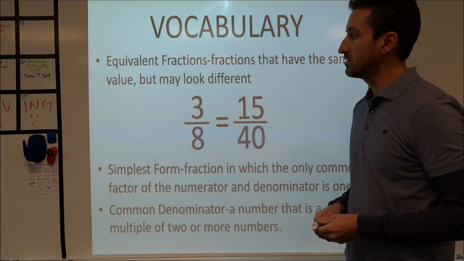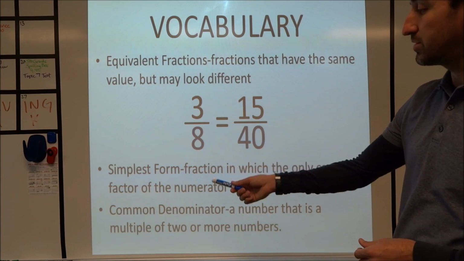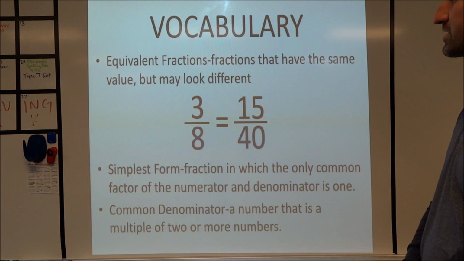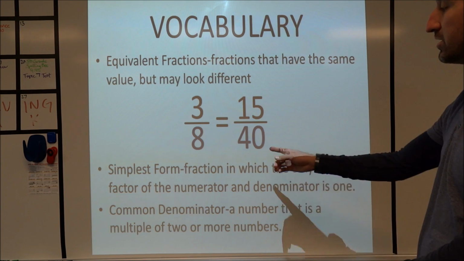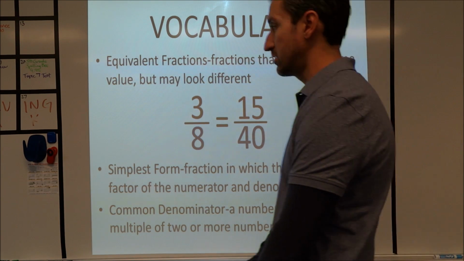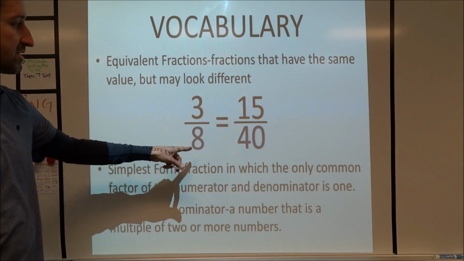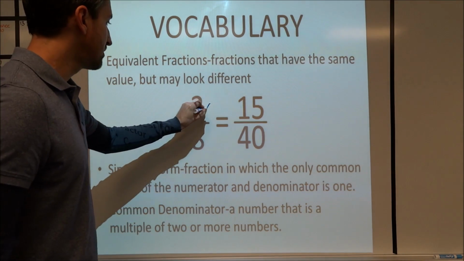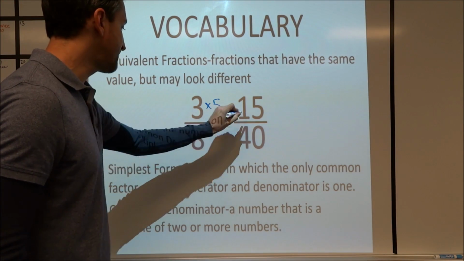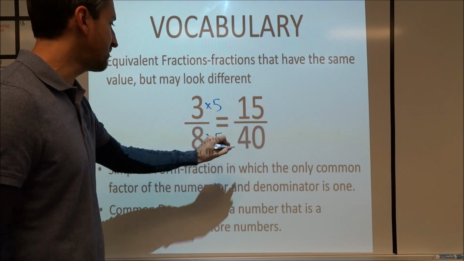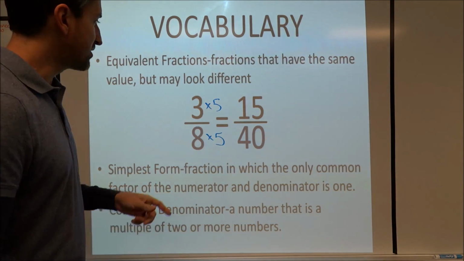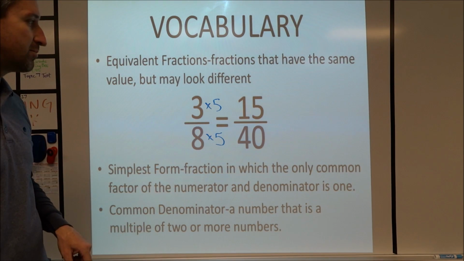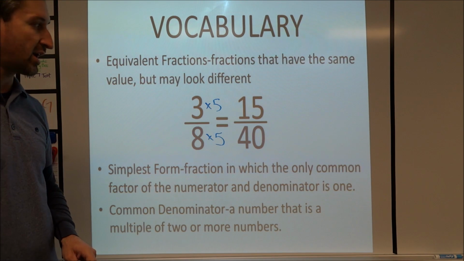Our next set of words are equivalent fractions, simplest form, and common denominator. Equivalent fractions are fractions that have the same value but may look different. Here's an example of some equivalent fractions. We have 3/8 equals 15/40. I know this is true because 3 times 5 is 15, then 8 times 5 equals 40. If we multiply or divide the numerator and the denominator by the same number, we will always get an equivalent fraction.